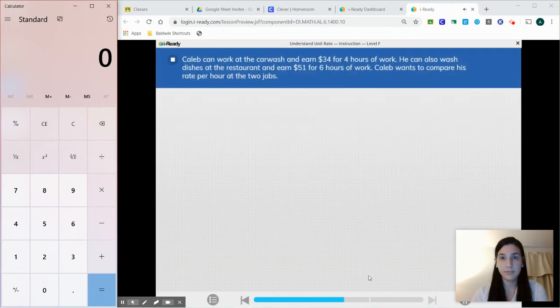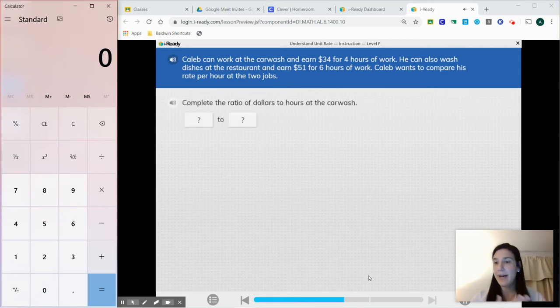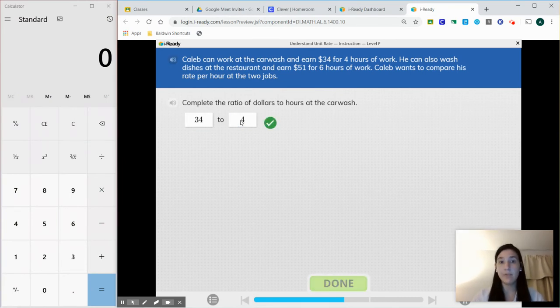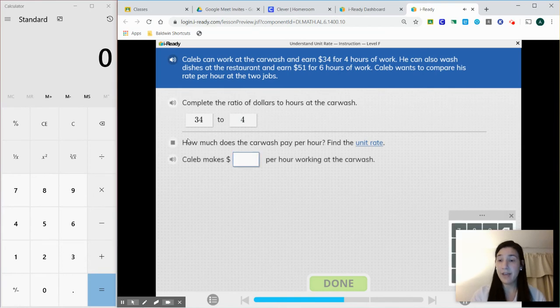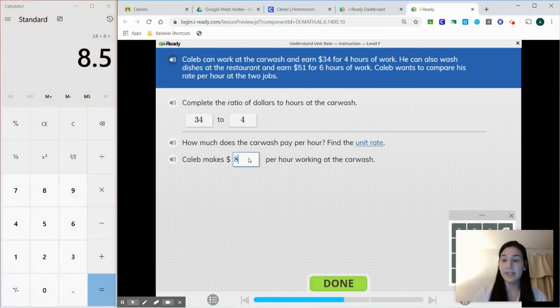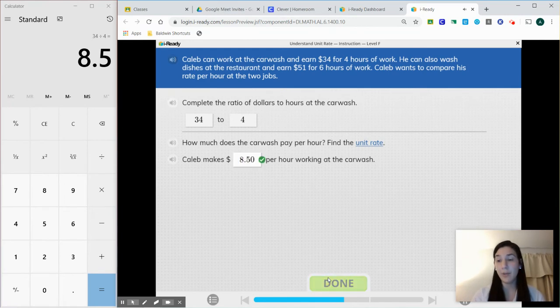Caleb can work at the car wash and earn $34 for 4 hours of work. He can also wash dishes at the restaurant and earn $51 for 6 hours of work. Caleb wants to compare his rate per hour at the two jobs. Okay, so this is like a better buy scenario. Complete the ratio of dollars to hours at the car wash. So at the car wash we see $34 for 4 hours of work. Now we're going to find that unit rate, pay per hour. 34 divided by 4, and we see that he makes $8.50 per hour working at the car wash.